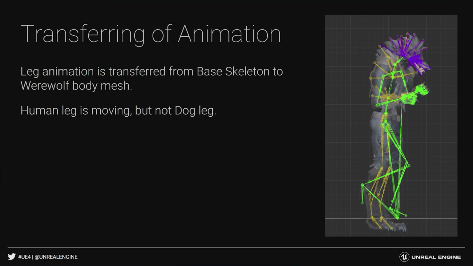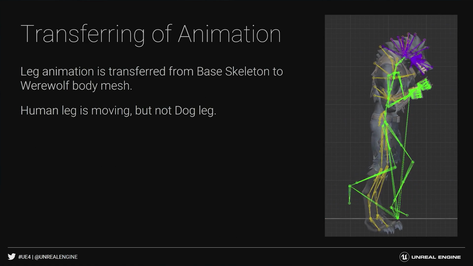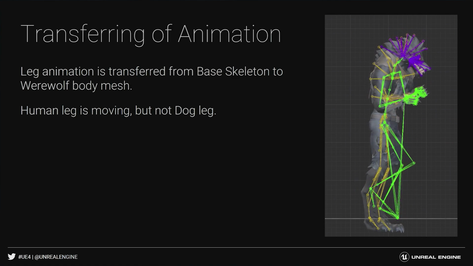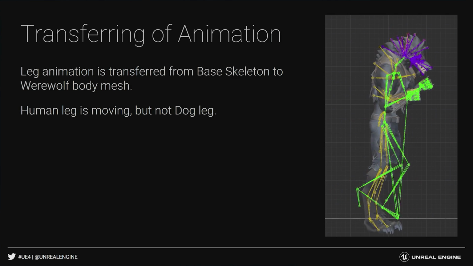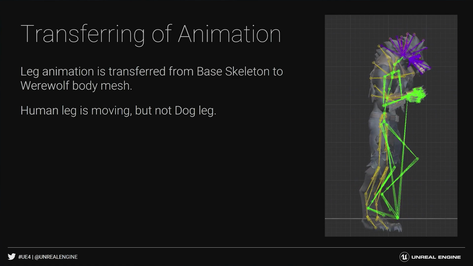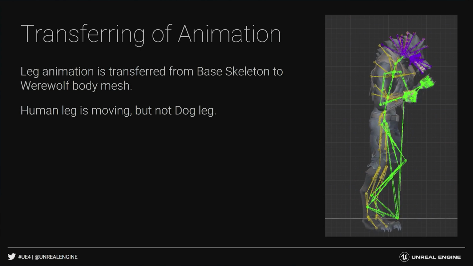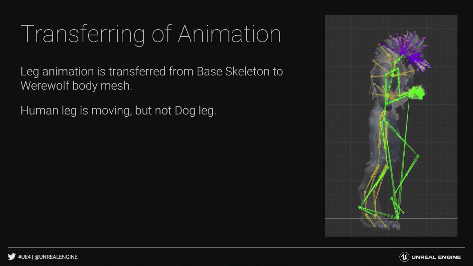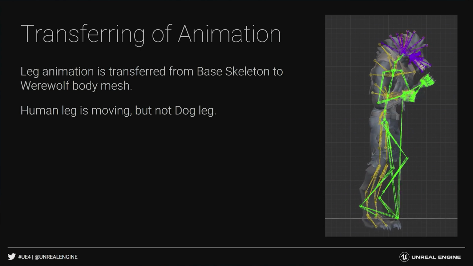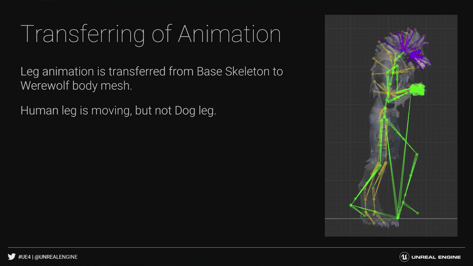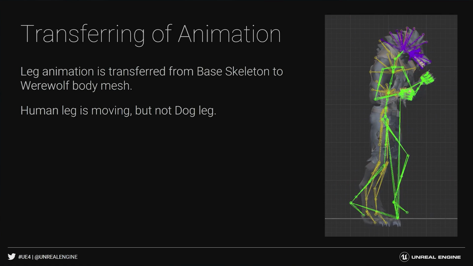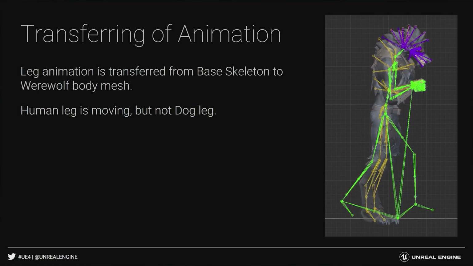So if we just take these character parts and put it in a game, this is what we would get. We see in green, this is the animation transferred from the base skeleton onto our body. They animate, but they're not skinned to anything. The actual skin legs have no animation because these joints don't exist in the base skeleton.